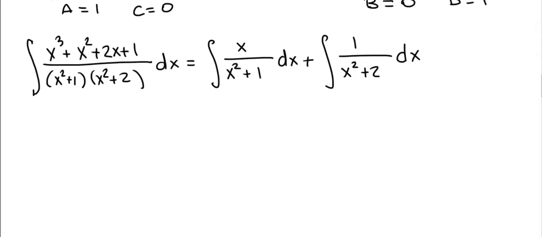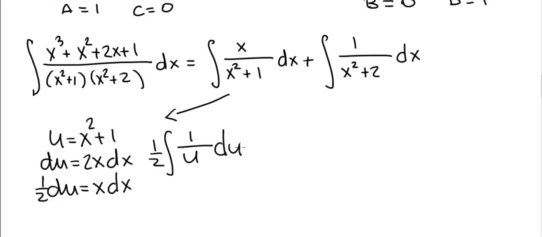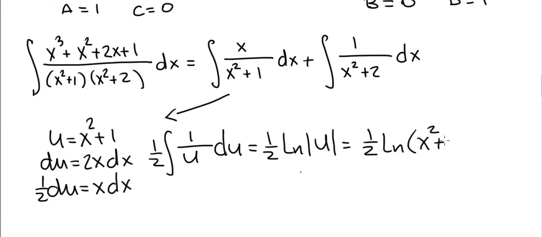Let's go ahead and evaluate these. Here for this one we'll use substitution. u is going to be x squared plus 1. du will be 2x dx. So 1/2 du is equal to x dx. The integral becomes, x dx is just du, so it's 1 divided by u, a half in front, and then du. So it's 1/2 ln of absolute value of u. Since u is x squared plus 1, it can never be negative, we can write this as 1/2 times the natural log of x squared plus 1.